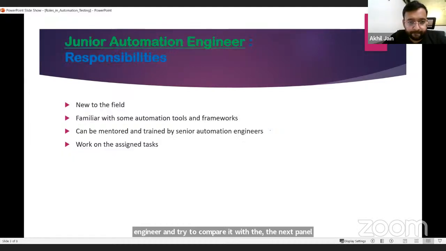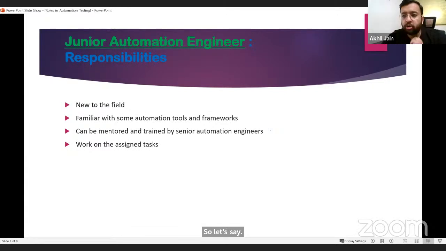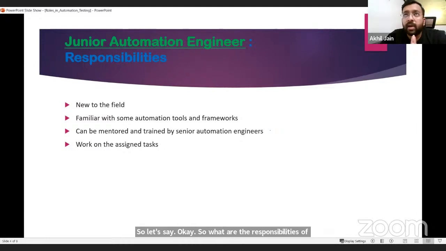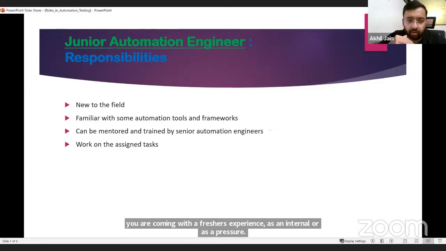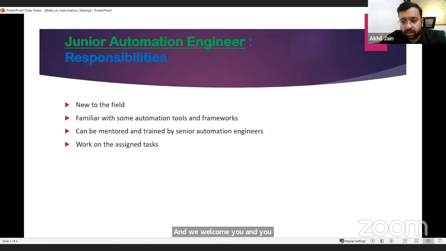So, junior automation engineer. What are the responsibilities of this person? First of all, if you are starting fresh, if you are new not to the project, but to the industry, to software testing, this is the kind of role you would be offered. You would be told, okay, you are coming with a fresher's experience as an intern, or as a fresher, and we welcome you, and you will be assigned this kind of role. Now, as part of the responsibility, what all is expected out of you? First of all, let's say that the project is based on Java stack.